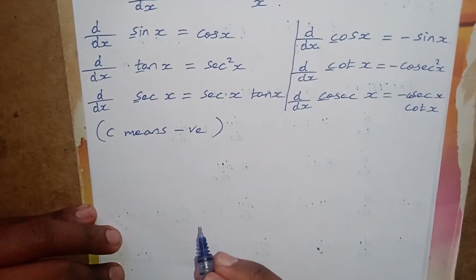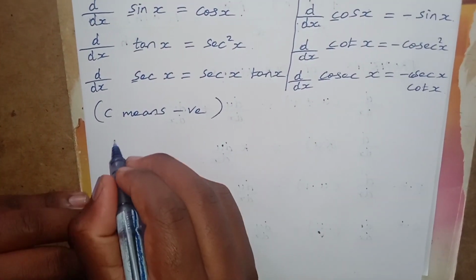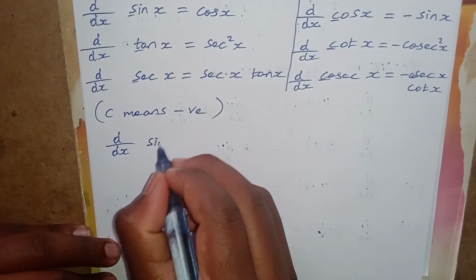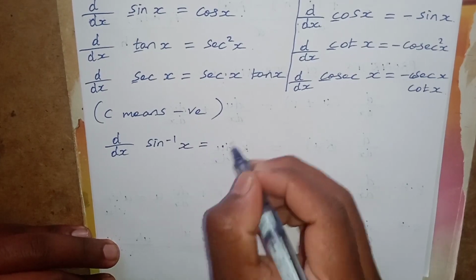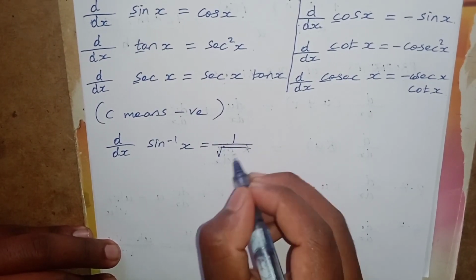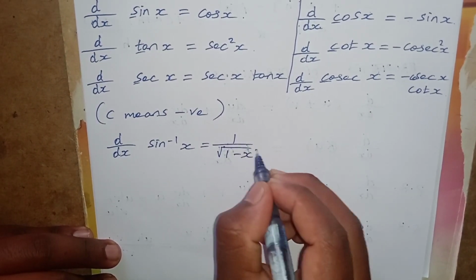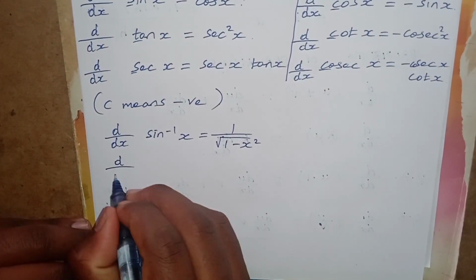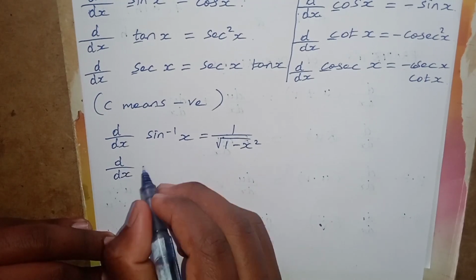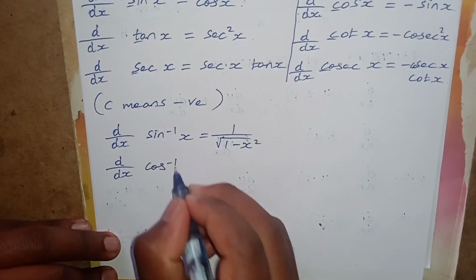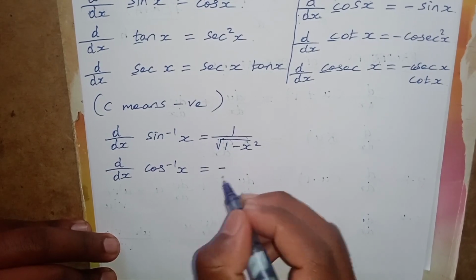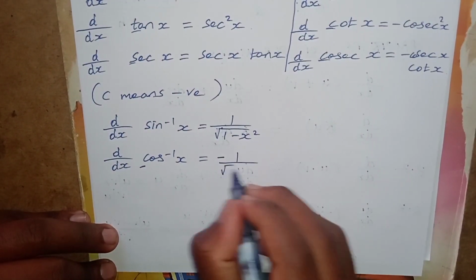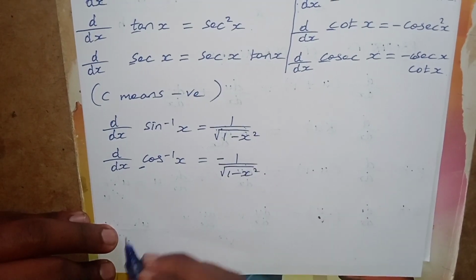Next I am taking the inverse functions. d by dx of sin inverse of x is 1 by root of 1 minus x square. Similarly, d by dx of cos inverse of x is equal to minus, whenever the c is first it is minus, 1 by root of 1 minus x square.